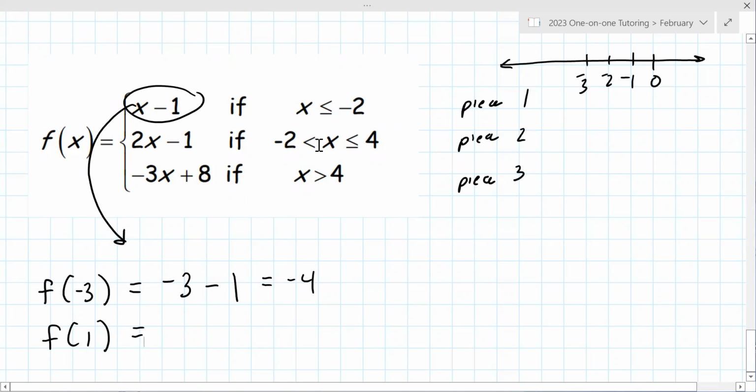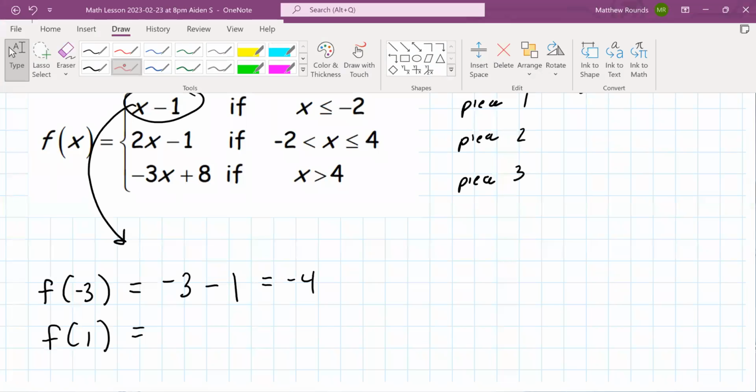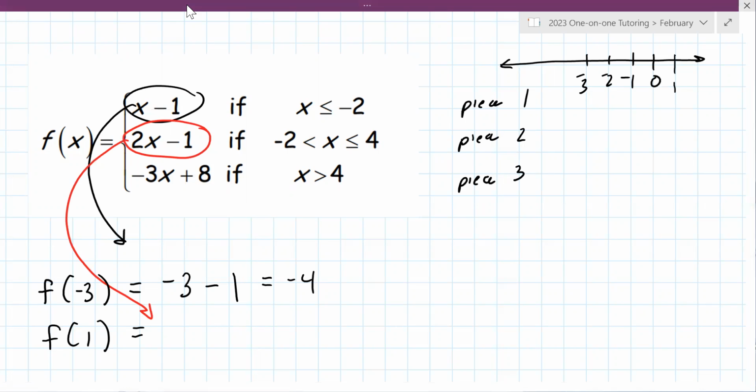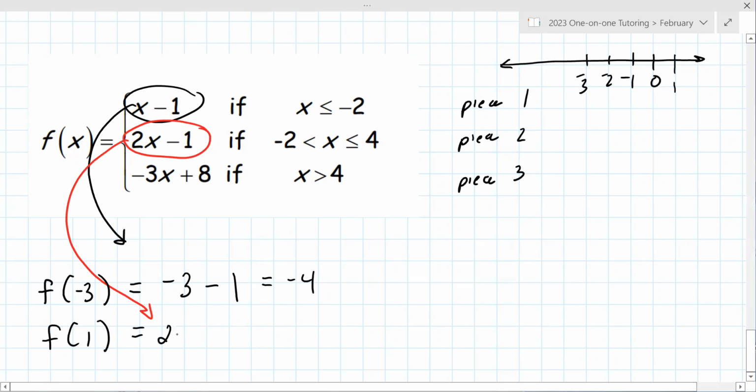Let's go to the next one. Is 1 between -2 and 4? Yes, it is. So we're going to use this middle function here. I want you to put 1 in for x in that middle function. Oh, so do I write 2 parentheses 1? Yes. It's 1. There's 1.